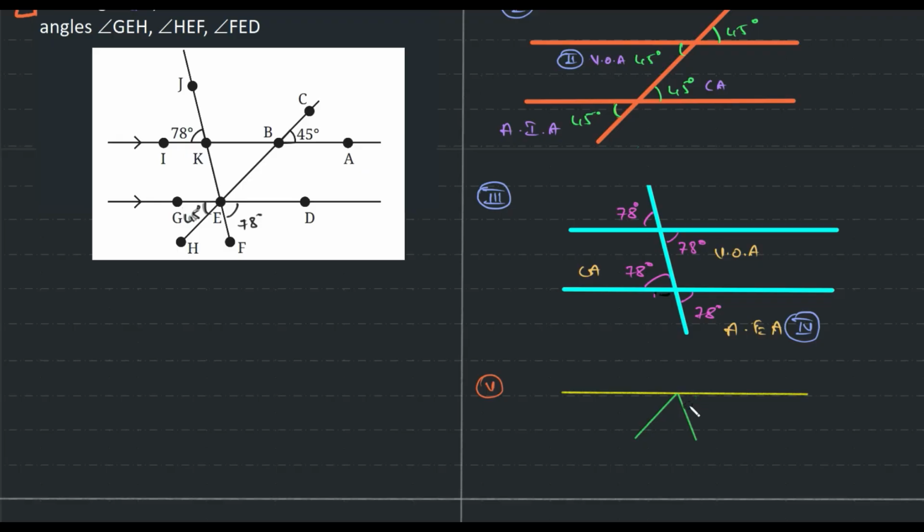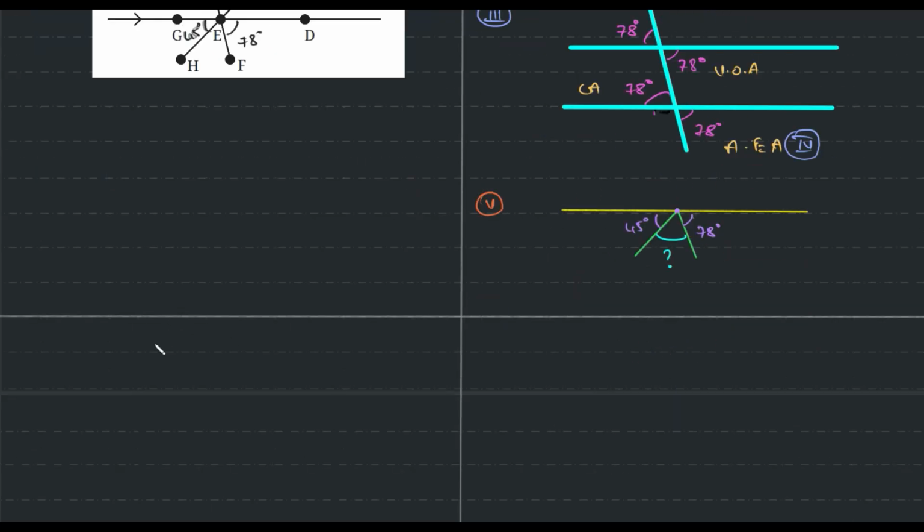This is 78 degree and this is 45 degree. You have to figure out this angle. How do you do that? 45 degree plus the unknown value. I'll call this angle A. Okay, let's call this angle A degree, plus 78 degree is equal to 180 degree. Right? Why? Because any number of angles on a straight line add up to 180 degree. So all these are angles on a straight line. That is the reason.